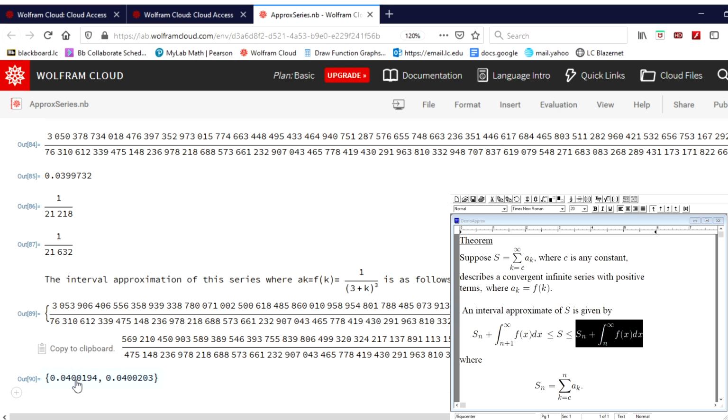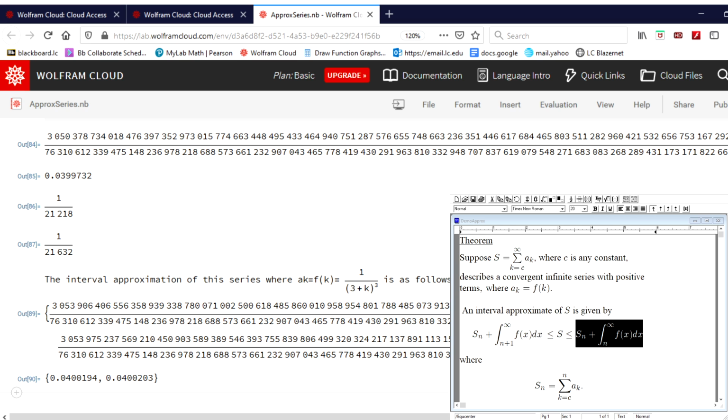Taking the quantity 1 over k plus 3 cubed and summing that starting at 1 up through infinity has a value somewhere between 0.0400194 and 0.0400203. We develop this interval approximation of that value. S must be somewhere between these two decimal values for this particular infinite series, the series whose arguments look like this and begin at the value of 1.